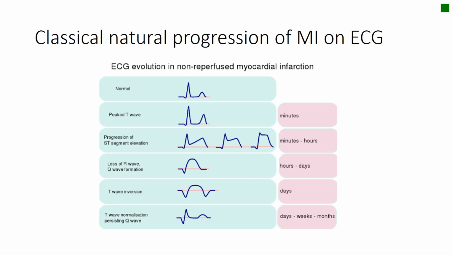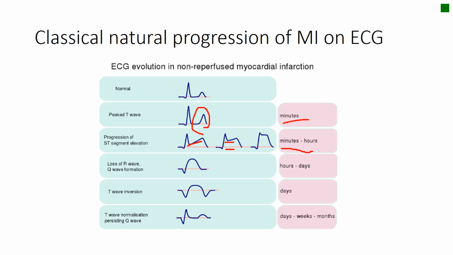So this is a classical progression of an MI, and the ECG changes that happen. First of all, in the first few minutes, you get this peaking of the T wave. Then, in minutes to hours after the event, you get the ST elevation. See how elevated it is above the baseline here, and that's ST elevation, classical acute coronary heart attack.